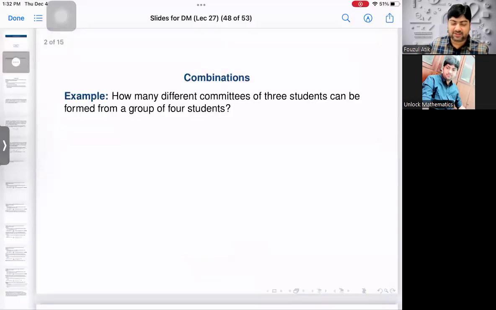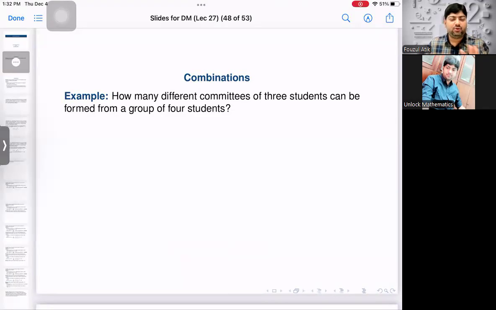Now, today's class we start with combinations. Before starting the theory, let us understand this problem. It asks how many different committees of 3 students can be formed from a group of 4 students. It's not at all an arrangement. It's just a selection, right? So 3 students you have to select from a group of 4 students to make a committee. Whether you are taking someone first or second does not matter. Here, the arrangement is not there, only the selection, right?